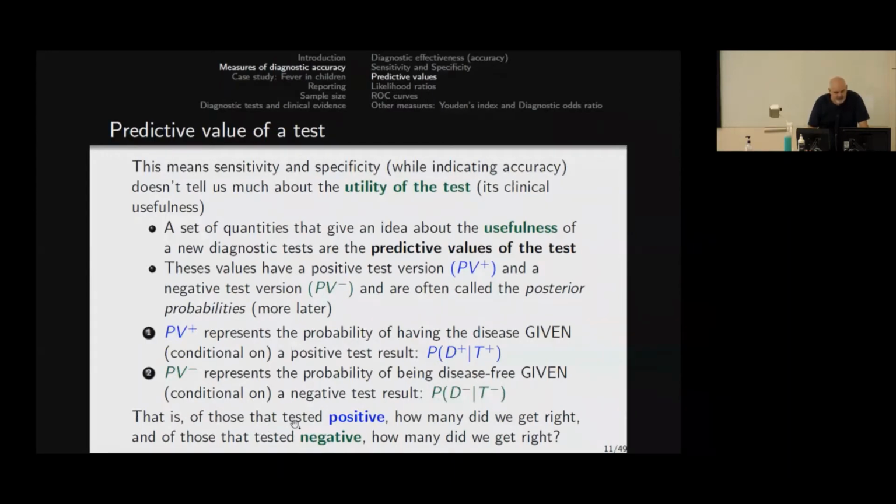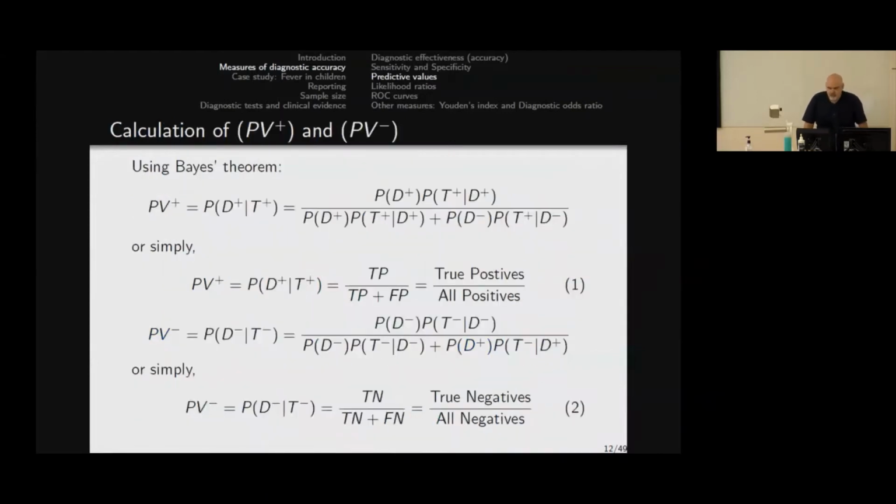So that is, of those that tested positive, how many did we get right? And of those that tested negative, how many did we get right? That's what it actually tells us. So conditional on a particular test result, how many had the disease if they tested positive, how many didn't have the disease if they tested negative. Okay, so I'm going to give you some really ugly formula for it, because there are 2 points I want to make here, but it's also got a very simple formula as well. And I'm going to really talk about that when we calculate it, because it's much more intuitive.